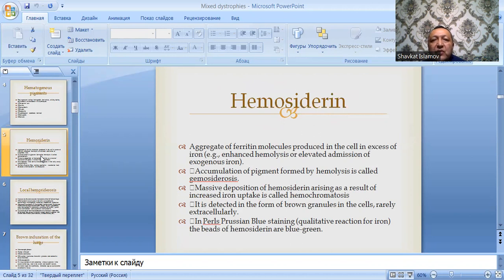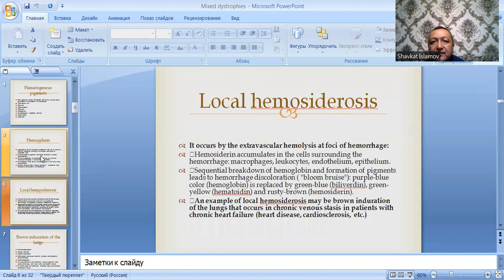Accumulation of pigment formed by hemolysis is called hemosiderosis. Massive deposition of hemosiderin as a result of increased iron uptake is called hemochromatosis. It is detected in the form of brown granules in the cells, rarely extracellular. With Prussian blue staining, the granules of hemosiderin are blue-green.